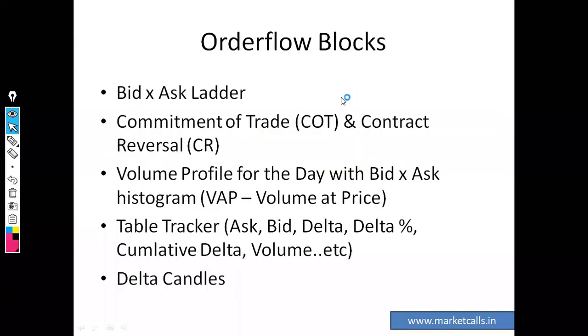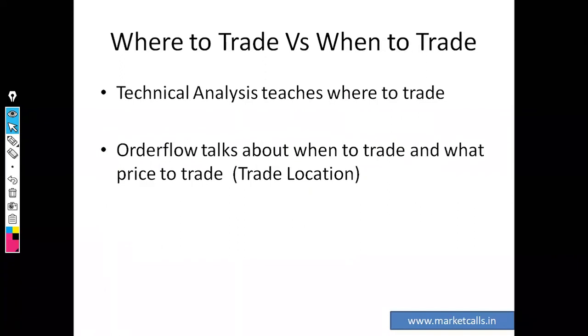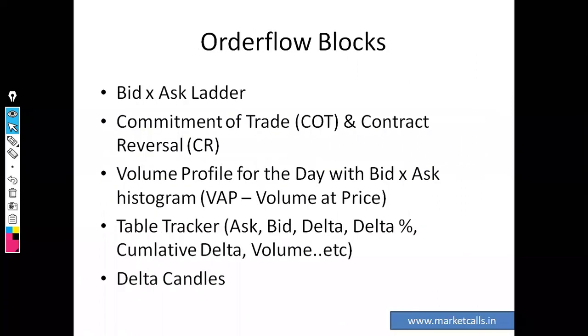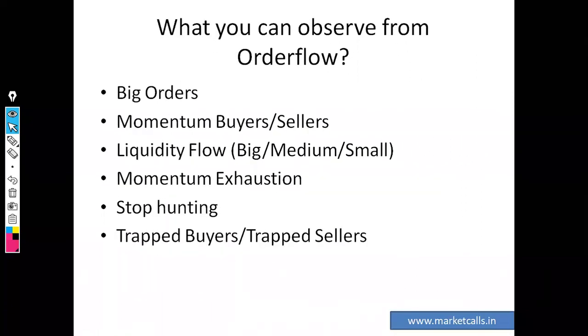So what we can observe from order flow, right? We learned that order flow talks about when to trade and what price to trade. That's what we call a trade location. And what we can observe from the order flow is big orders, where the momentum buyers or momentum sellers are coming in, right?